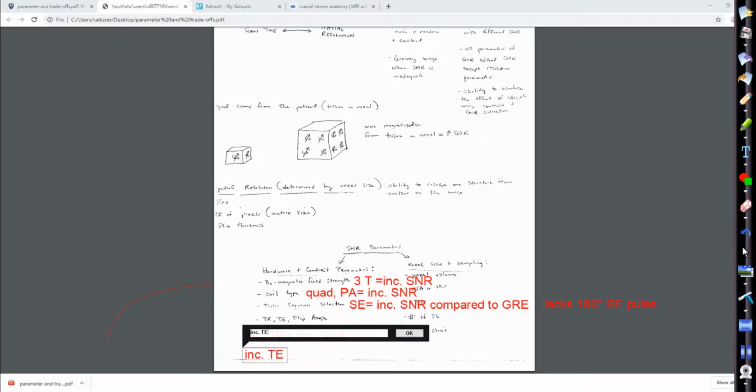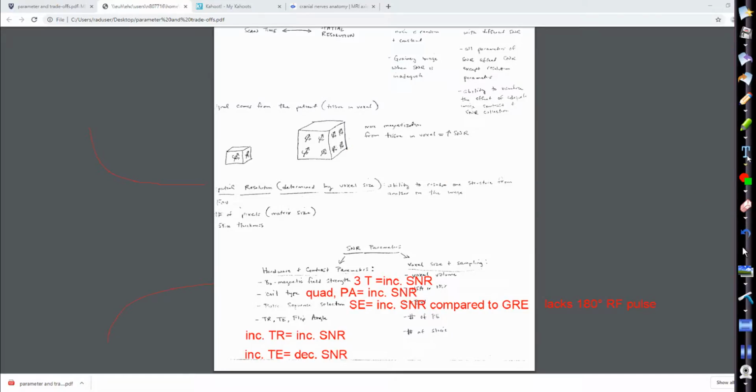The opposite is true for your TE. As we increase our TE, we decrease our signal. That's because our TE curve looks like this. If we have a shorter TE, we have higher signal, but as our TE increases, our signal goes down, all the way to 0.